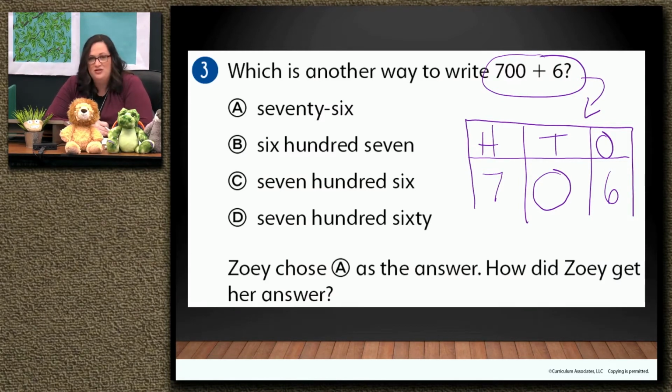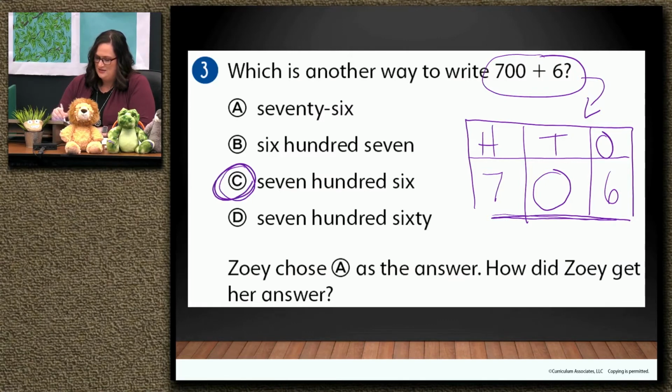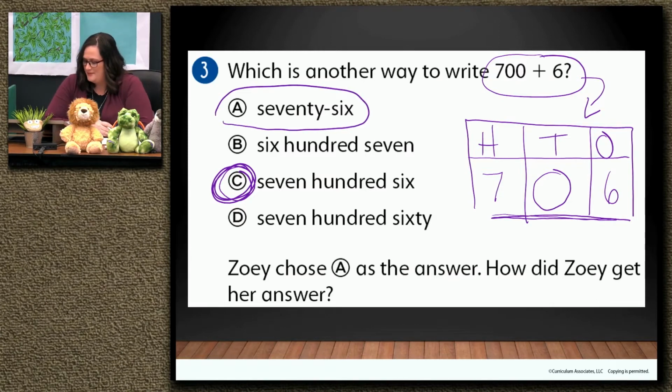So which answer is correct? 700 plus 6 is 76, 607, 706, or 760. What number did we make here? We made 706. So we think the answer is C. Zoe chose A. How do you think Zoe got her answer?